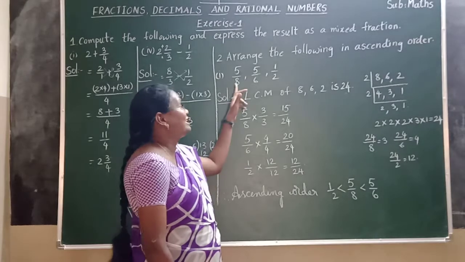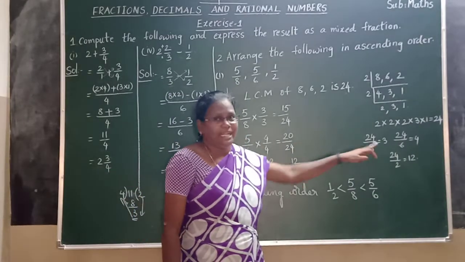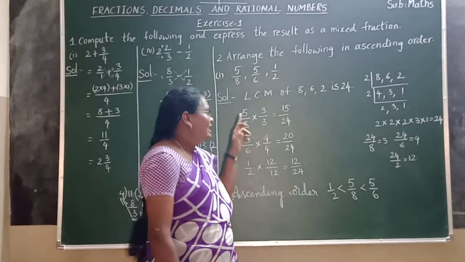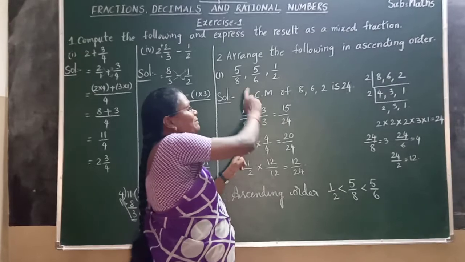Right, first we have to set the first number 5 by 8. What is the first number? 3. Multiply this numerator and denominator by 3. Next, 5 3s are 15, 8 3s are 24.